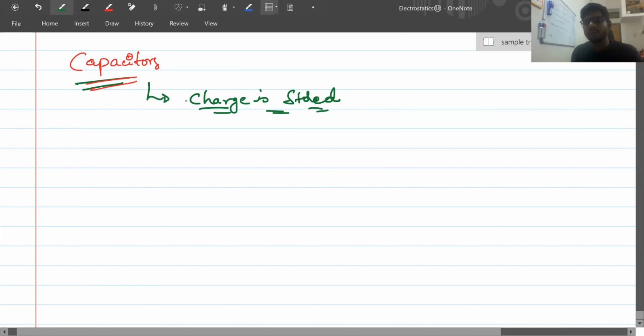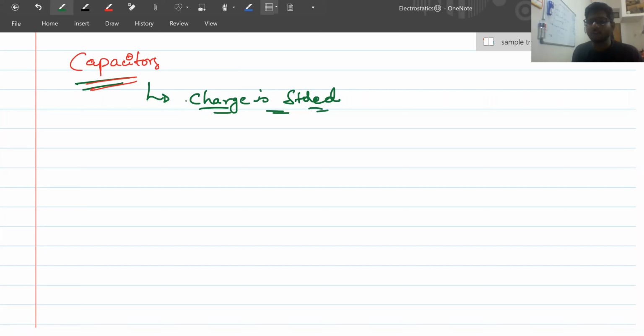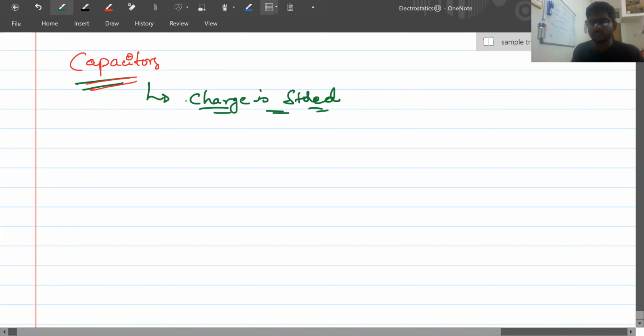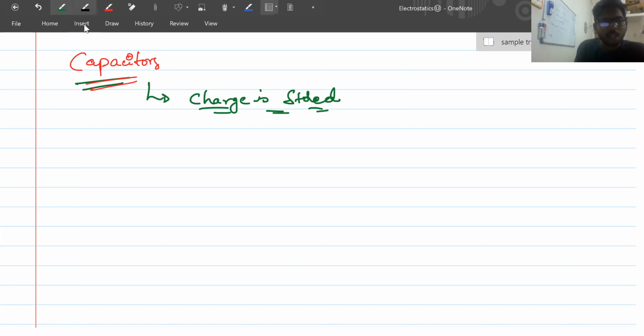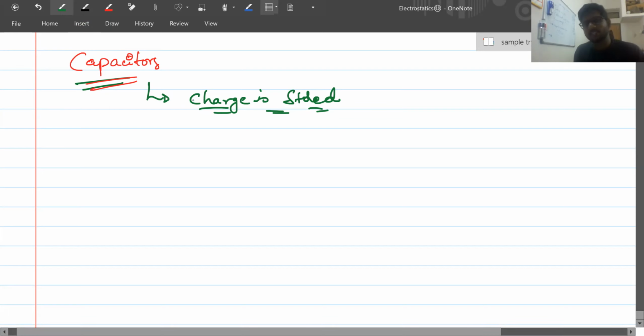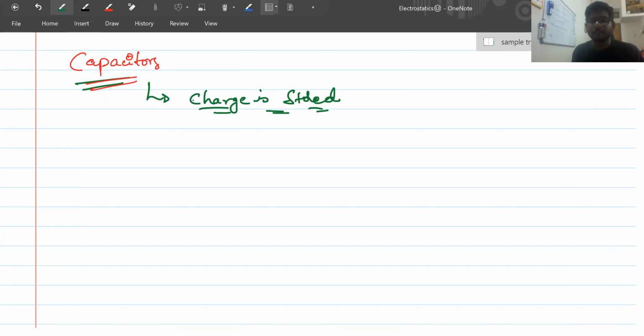What is the formula for finding out capacitance? And all we'll see in this lecture. So, what happens when they're connected in series and what happens when they're connected in parallel? What is the equivalent capacitance? What happens when the dielectric material is introduced between the capacitor? So we will see all the effects and the description of the capacitor.